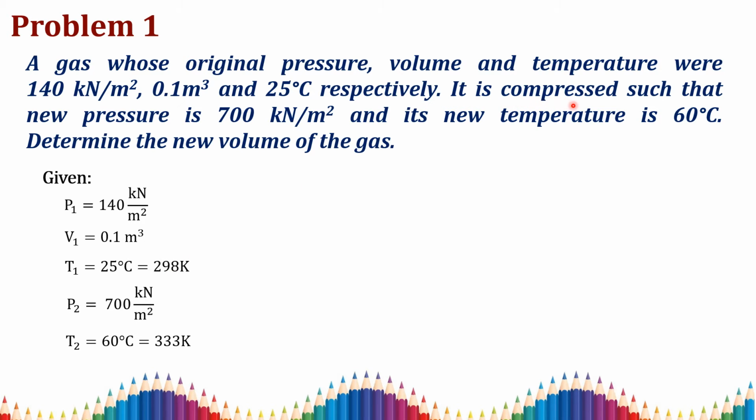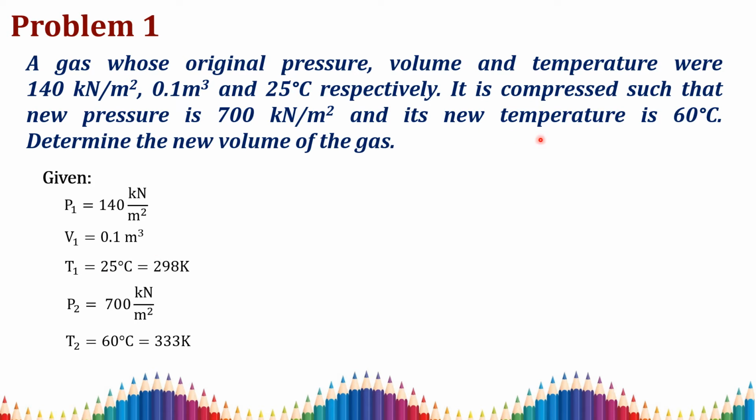It is compressed such that the new pressure is given. The new pressure is P2. This is your final state of the pressure. This one is your initial state and this one is your final state. The final state is 700 kilonewton per meter square. So the final pressure P2 is 700 kilonewton per meter square.